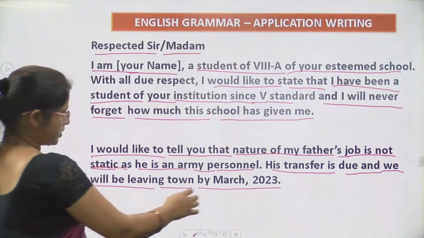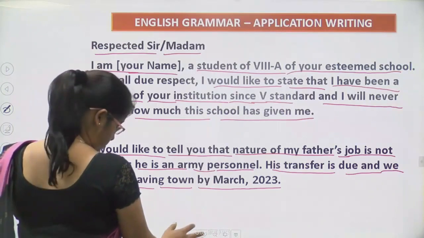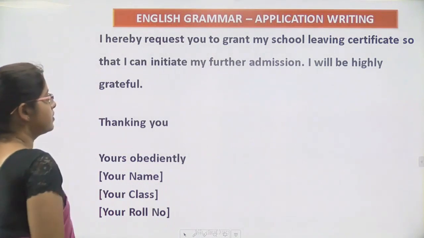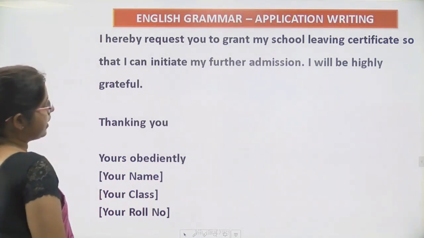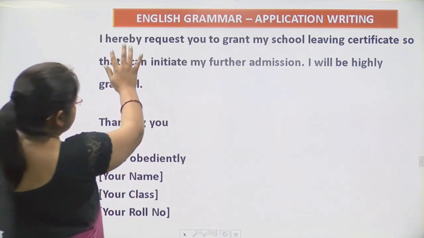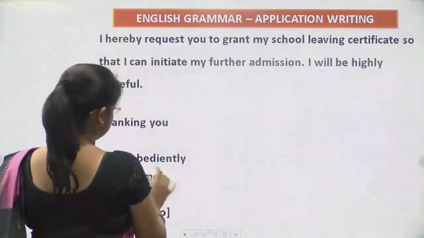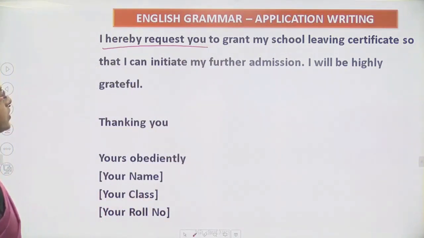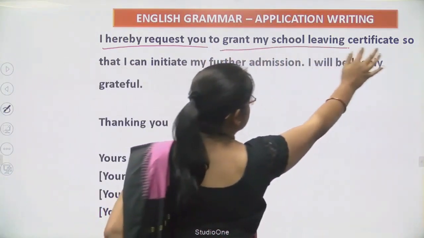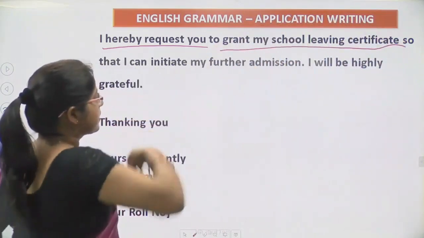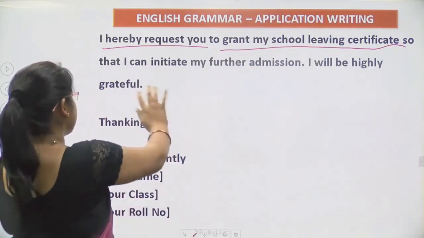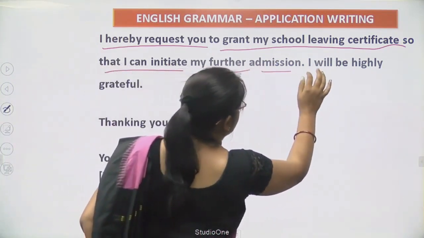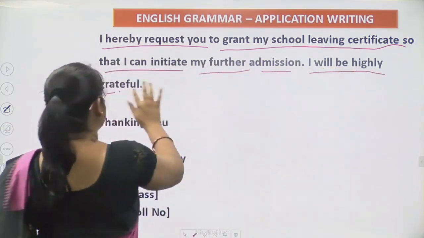For that I need the certificate. Then we conclude with the last line in the third paragraph. In the third paragraph we have to write, I hereby request you to grant my school leaving certificate, so that I can initiate my future admission. I will be highly grateful.